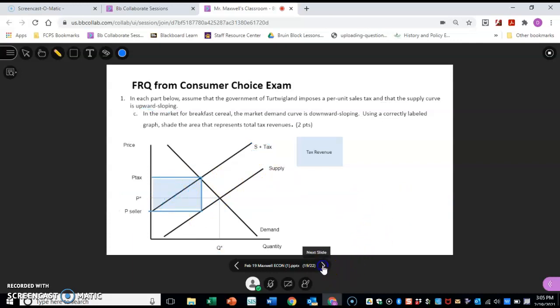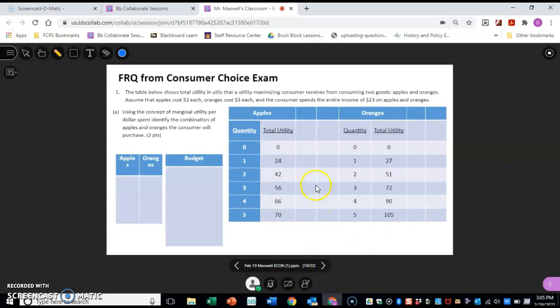All right, the second question was a little bit different. It was a consumer choice utility maximization problem, and it started off with the table below shows the utility. Apples cost $2, oranges cost $3, and the budget is $23. All right, so if you remember how I do this in class, I always start writing this stuff down.